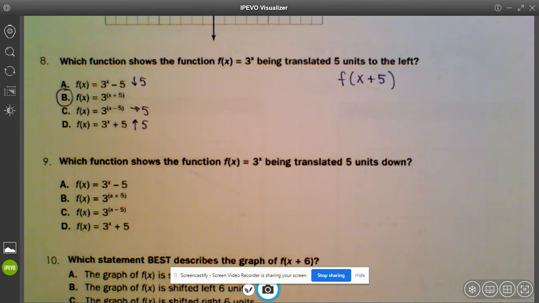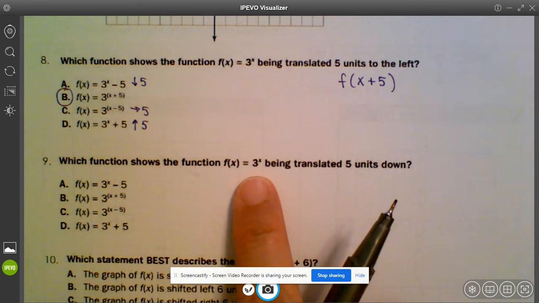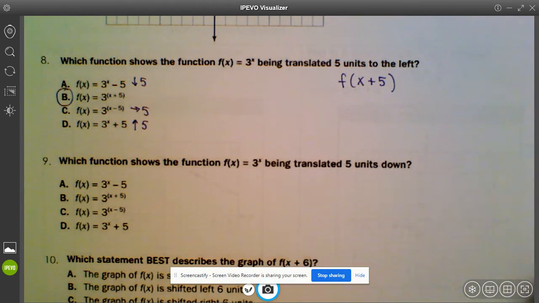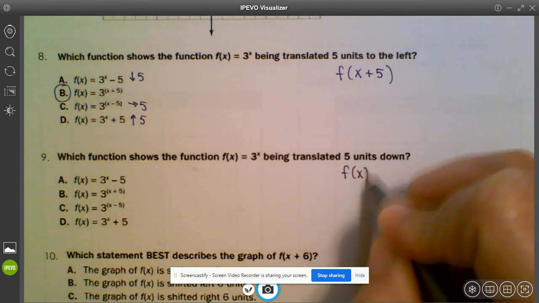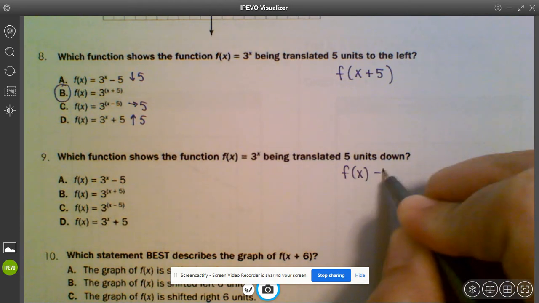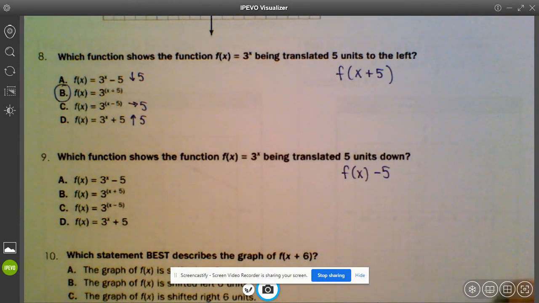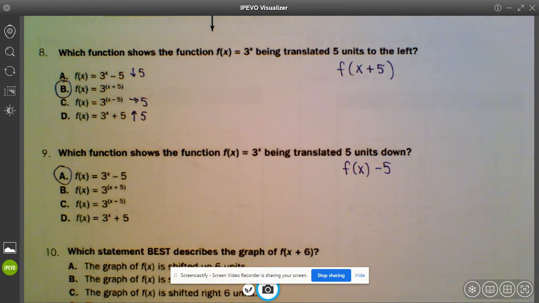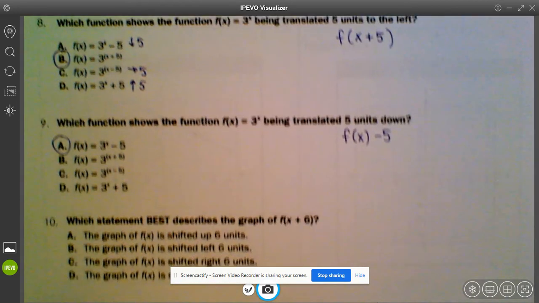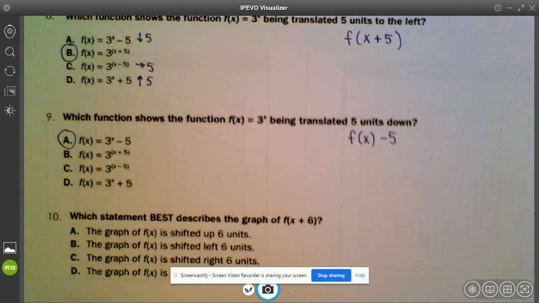Okay. Which function shows f of x equals 3 to the x being translated 5 units down? Well, that's outside the function, and we subtract. So which of these shows that? Oh, there it is, number 9. I mean, letter A for number 9, my bad.